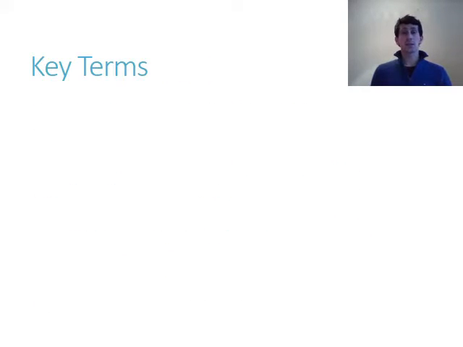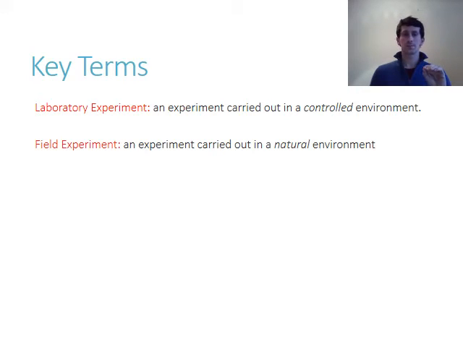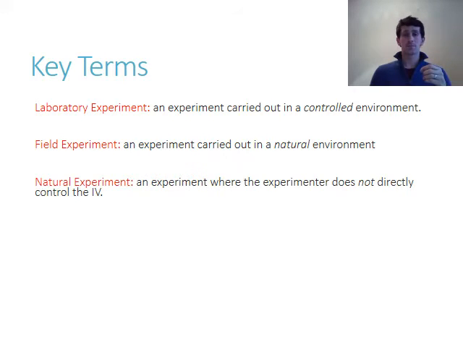So before we get into the key points for all different types of studies, we're going to give you a very quick definition of each one. A laboratory study is something that's carried out in very controlled conditions. A field study is carried out in a more natural environment. A natural study, which we're going to be looking at, is an experiment where the experimenter doesn't really control the independent variable. They're not directly manipulating it. It's something that occurs naturally.